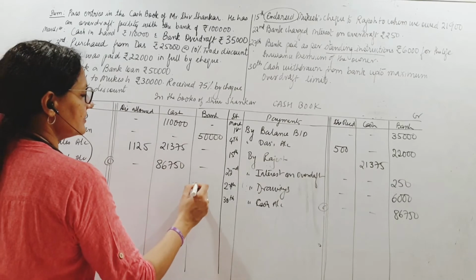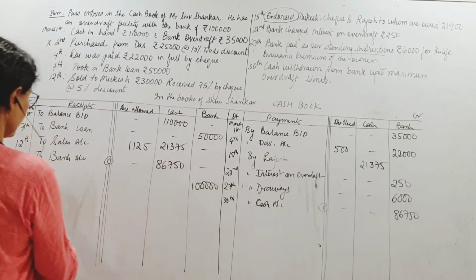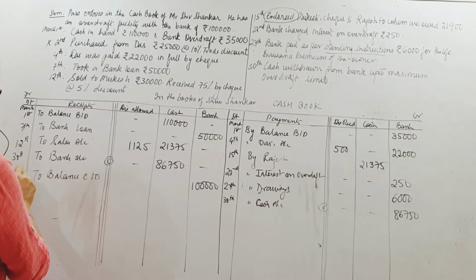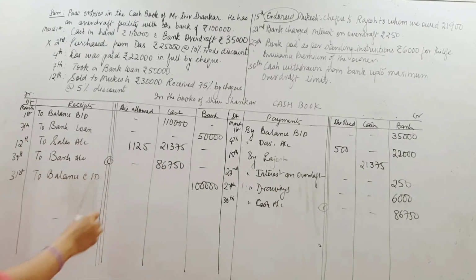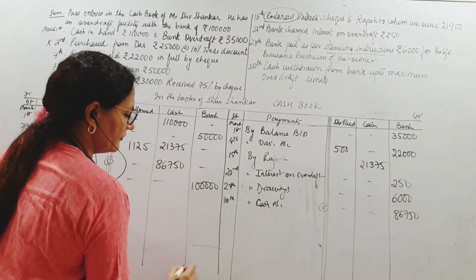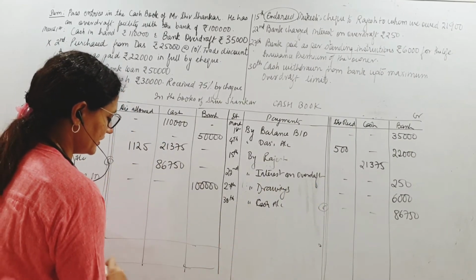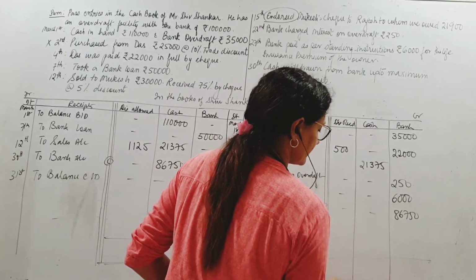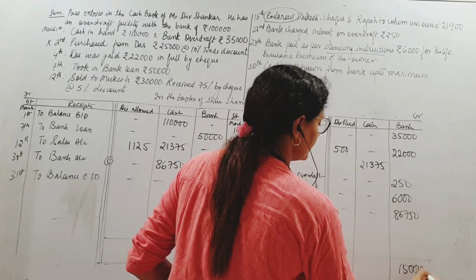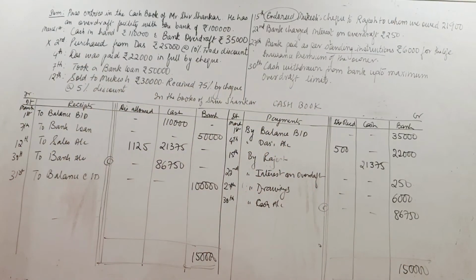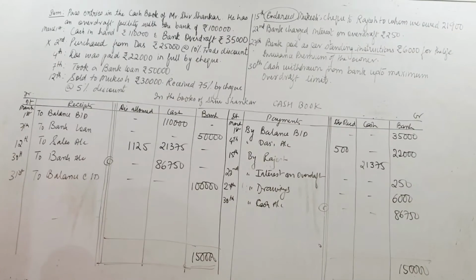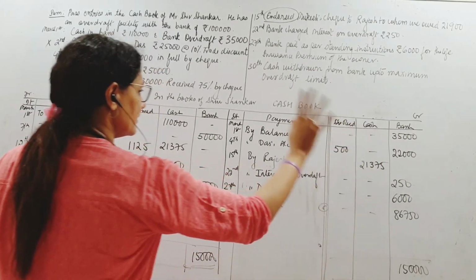So here, if you want, you can calculate also. You will write here balance carried down on 31st March, which is the last day of the month, 1 lakh. And if you see that side also, the total will be 1,50,000. Please do check it. 1,50,000. Alright? So that is there. Now, bank is already closed. What about cash? Cash I will have to find out.